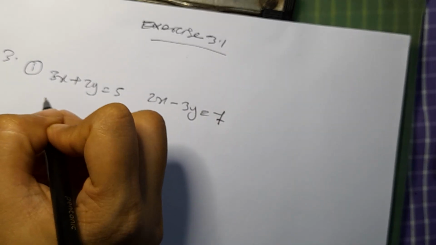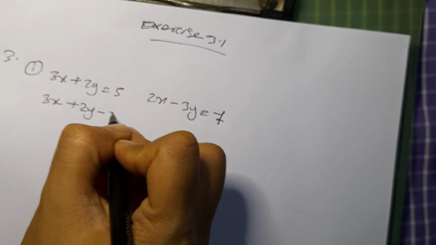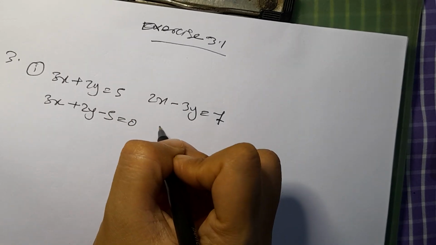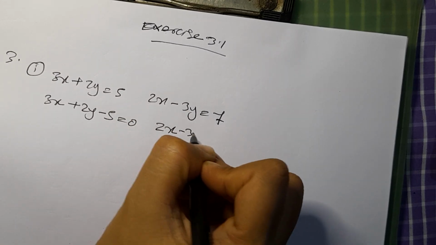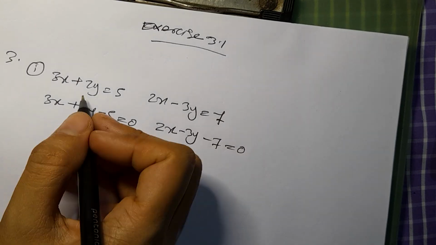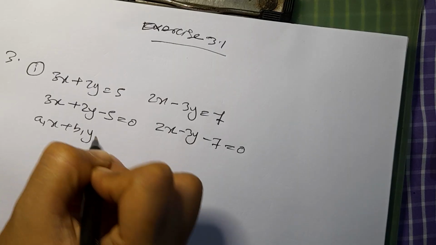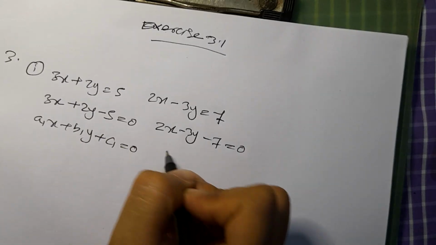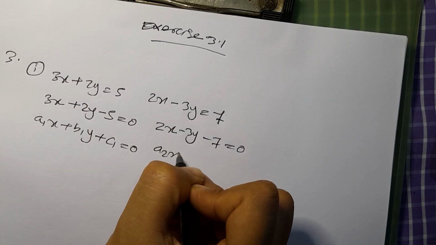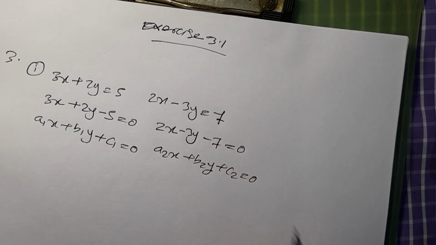Take the constant to this side. It will give 3x plus 2y minus 5 equal to 0. Do the same for the other: 2x minus 3y, bring the 7 this side, it will be minus 7 equal to 0. Now we are going to compare with the general equations, a1x plus b1y plus c1 equal to 0, and a2x plus b2y plus c2 equal to 0.